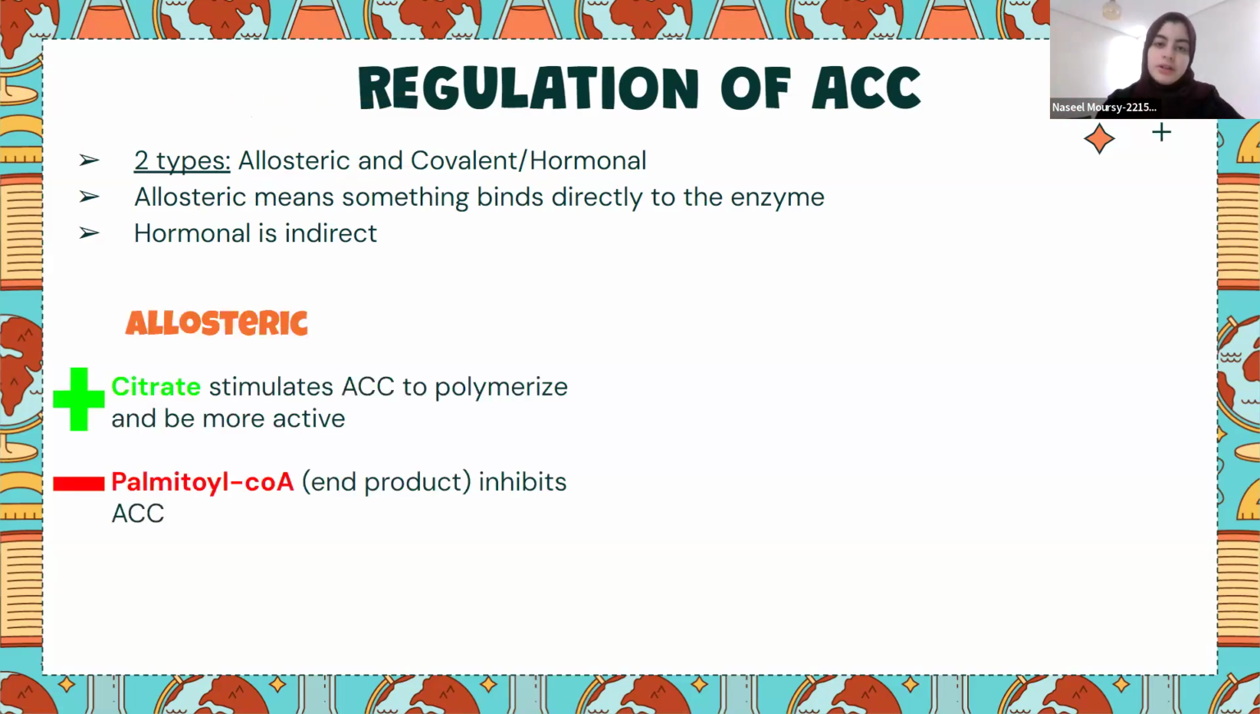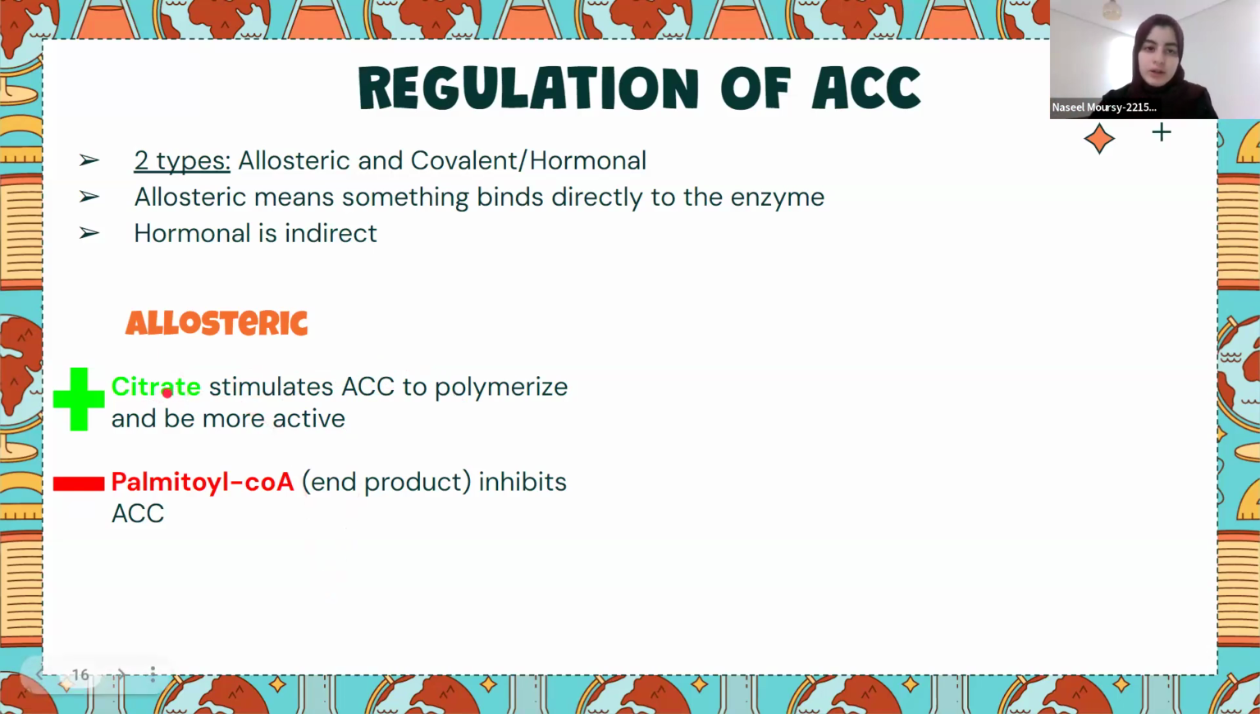First, let's talk about the allosteric regulation of ACC. First, it is activated by citrate. So citrate stimulates ACC to polymerize and be more active. Now, how so? Didn't we say acetyl-CoA carboxylase is in dimers? When it's not active, these dimers are separated. But when you activate them, they come together and form a polymer, and then they activate. I'll show you a diagram later.